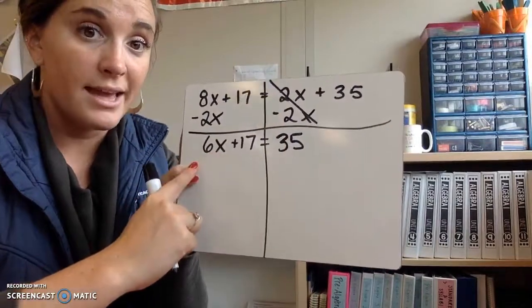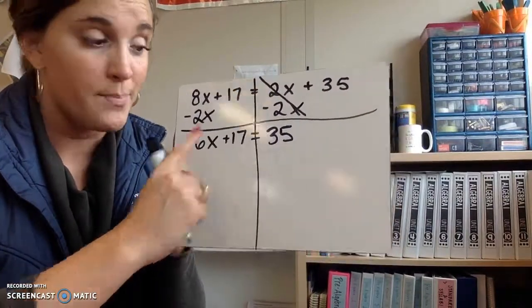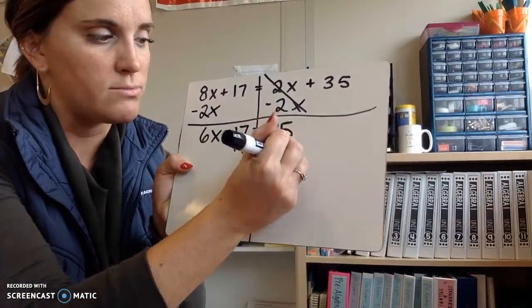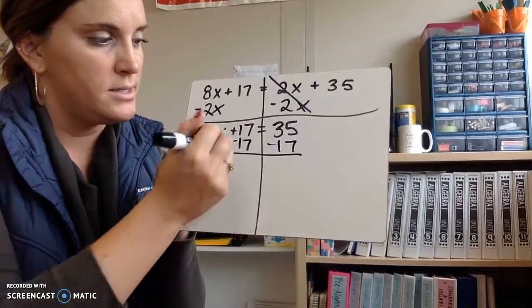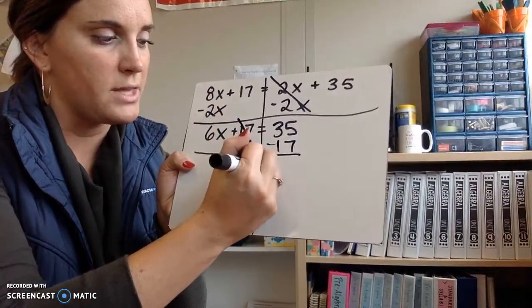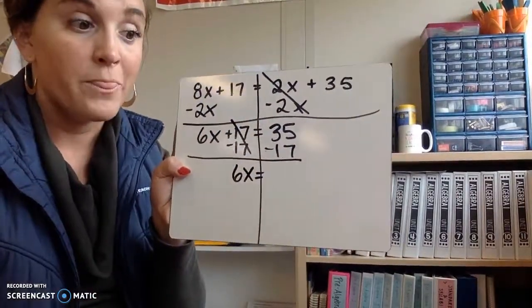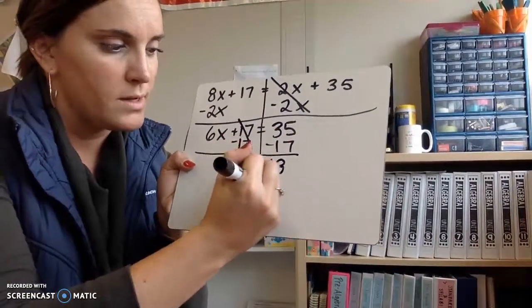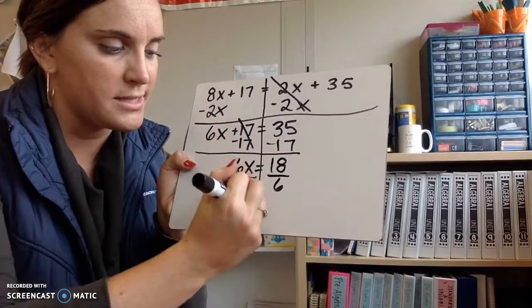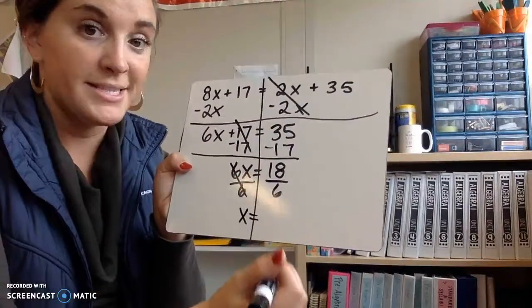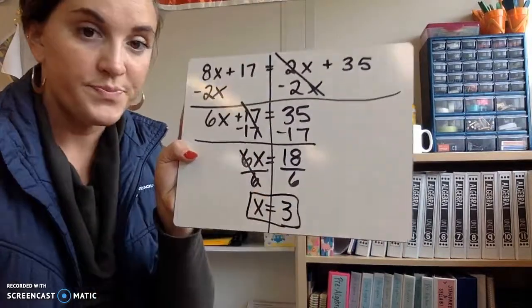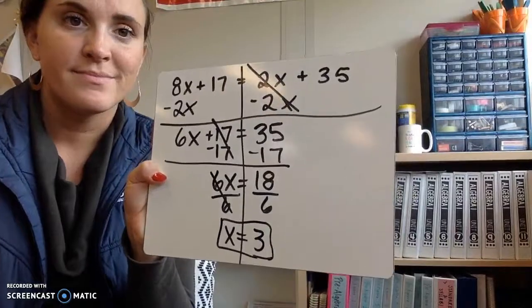Your x, positive 6 is your date, 17 is your third wheel. So it's a positive 17, so you need to subtract 17 on both sides. That'll cancel out, just leaving you with 6x on this side. 35 minus 17 gives you 18. Divide both sides by 6. 18 divided by 6 leaves me with 3. X equals 3.